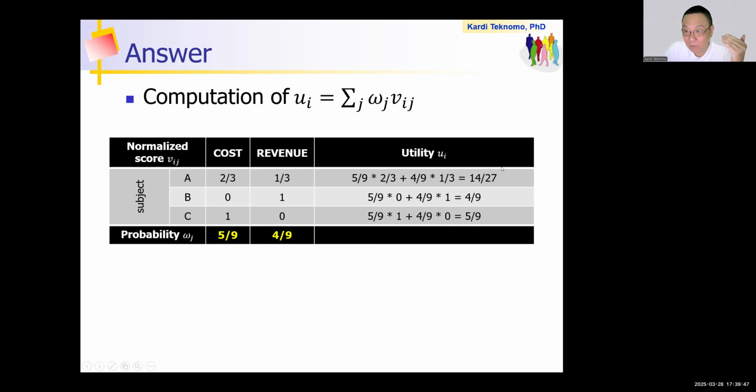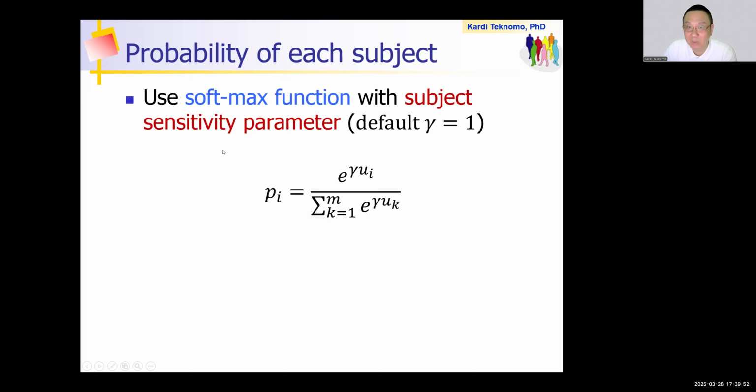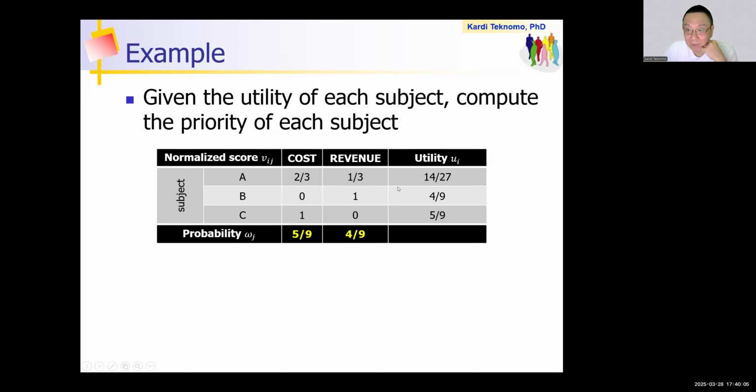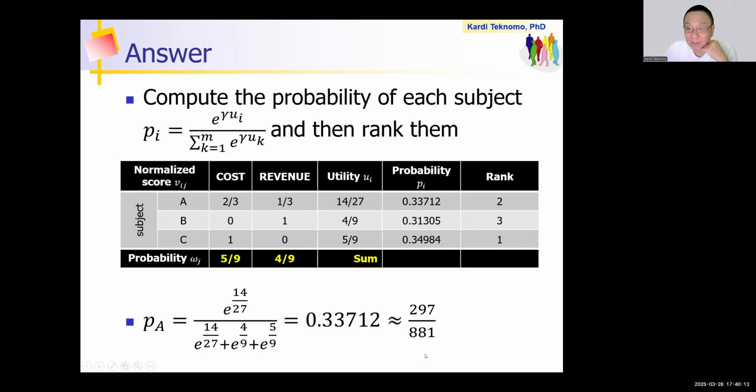Now, after you get the utility, then you can calculate the probability again. At this point, because this is utility, you need to use the softmax function. I have another parameter here, gamma, which is by default equal to 1. Because you already know the utility, all you need to do is compute using the softmax function. Then you can get the probability. Now, because you know the probability, you can actually rank them, the highest probability first, and so on.